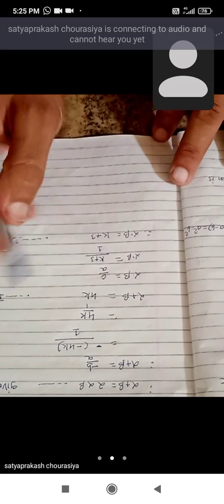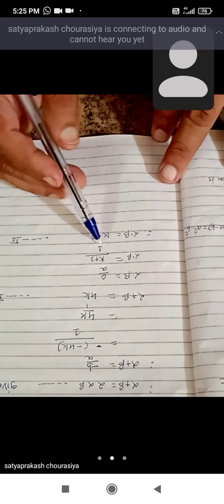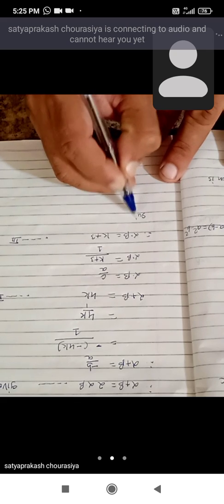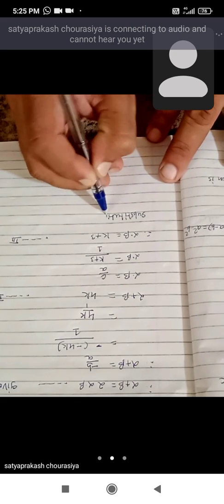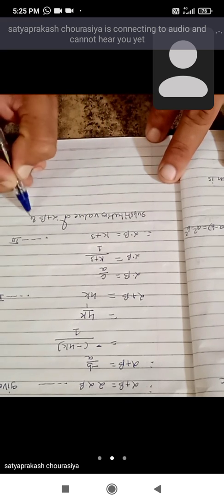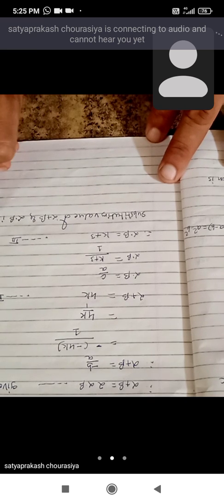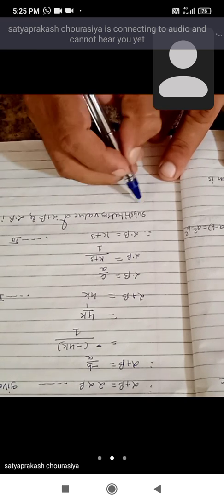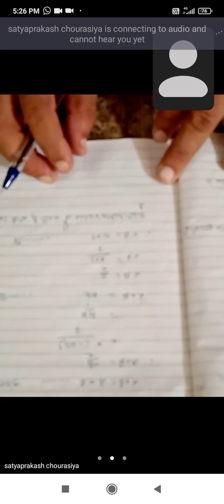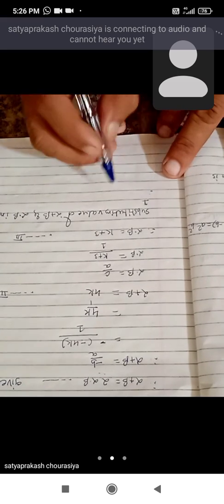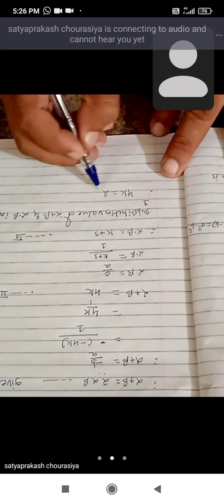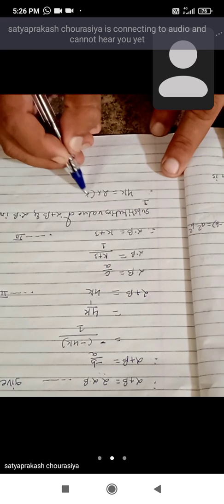Now substitute the value of alpha plus beta and alpha into beta in equation number 1. Substituting the values of alpha plus beta and alpha into beta in equation 1. Now equation 1 is alpha plus beta is equal to 2 alpha into beta. So therefore, now alpha plus beta value is equal to 4k, and 2 into alpha plus beta value is equal to k plus 3.